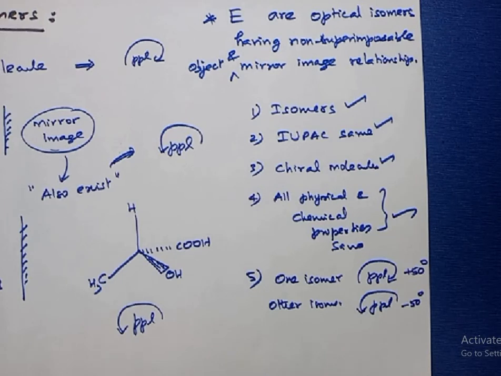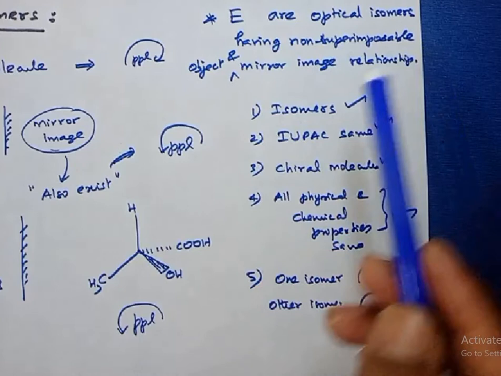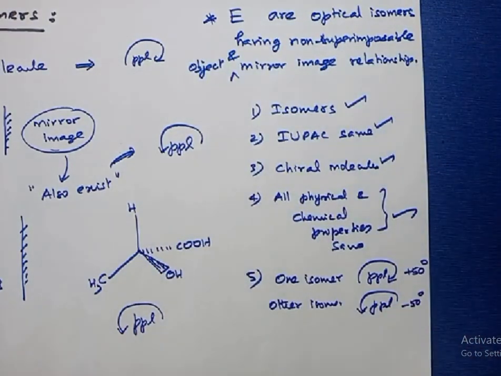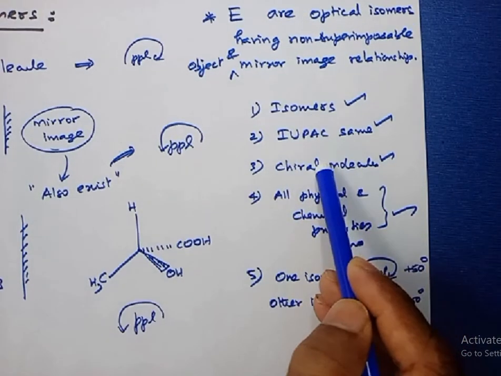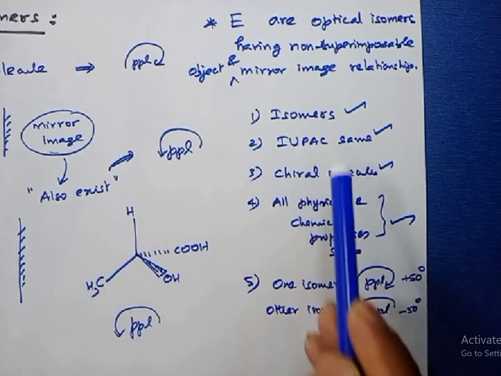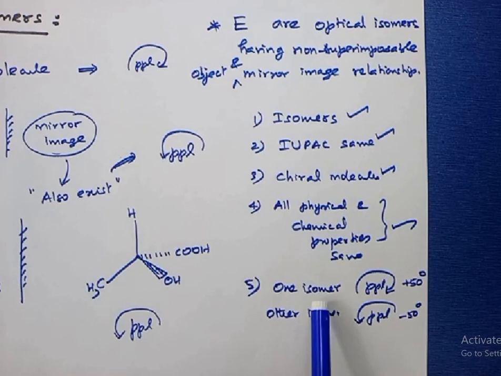Enantiomers are optical isomers having a non-superimposable object and mirror image relationship. What's the meaning? One isomer is the exact mirror image of the other isomer, but they are non-superimposable. Enantiomers should satisfy these conditions: they should be chiral molecules, they are isomers, the IUPAC name should be the same, and all physical and chemical properties are the same. They differ only in this: one rotates the light clockwise, the other rotates the light anti-clockwise. So enantiomers always exist as pairs.